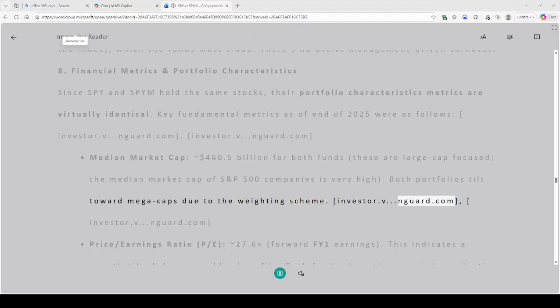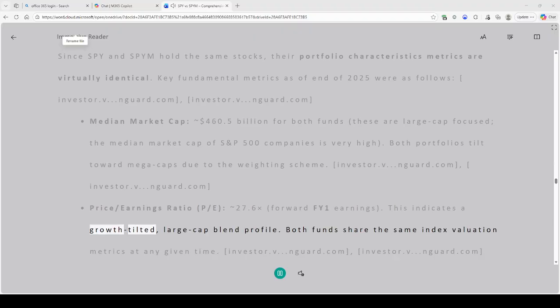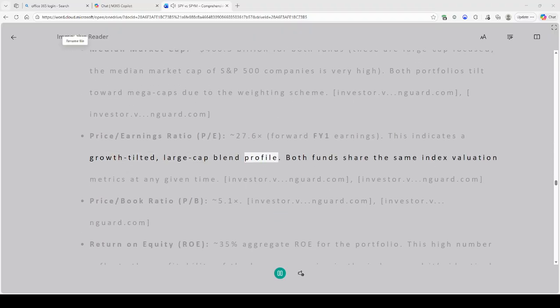Price/earnings ratio, PE 27.6 times, forward earnings. This indicates a growth-tilted, large-cap blend profile. Both funds share the same index valuation metrics at any given time. Price/book ratio, PB 5.1 times.